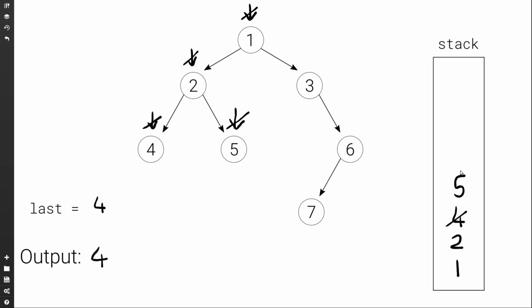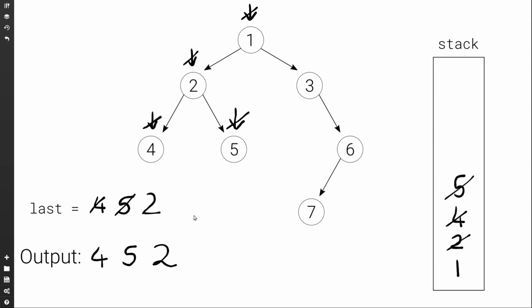This means that we again set last to the top of the stack. We pop the stack, we print last, and we check, is last equal to the right child of what's on top of the stack? The right child of 2 is 5, so that indeed is the case. So this means that we're done with the right child of 2, so we can now set last to 2, pop it from the stack, and print it.